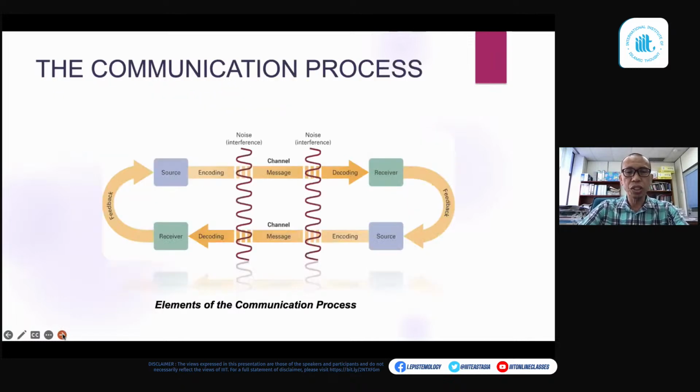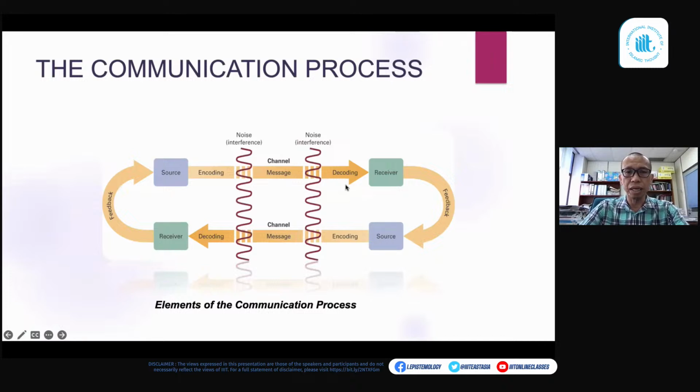So I've shown you this one before, when we had our first session. This is basically one of the many models which can be used to understand the process of communication, and it is used for all types of communication, not only for interpersonal communication, but also for mass communication. So these are the basic components: you have source, encoding, message, decoding, and then receiver.